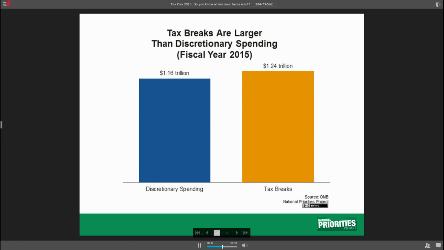So here's the iceberg slide. Here's the slide when I spoke about tax breaks being larger than discretionary spending. So as I said, tax breaks in 2015 were $1.24 trillion versus all discretionary spending for programs like the military and education and science came in at $1.16 trillion.